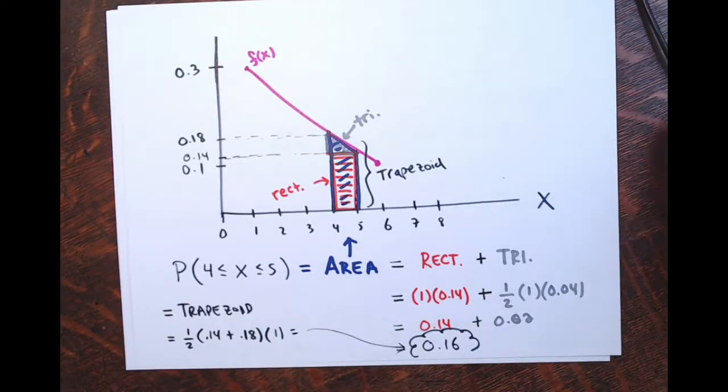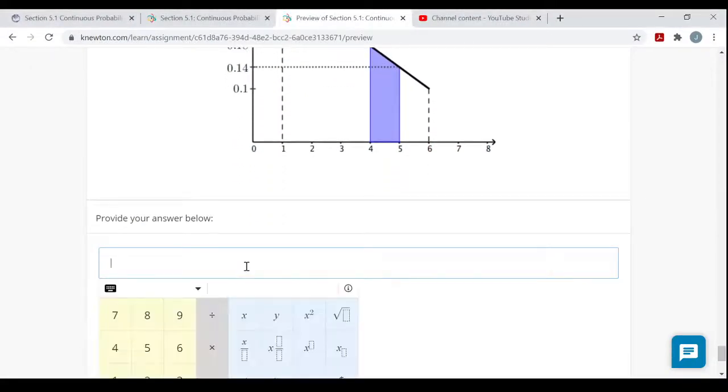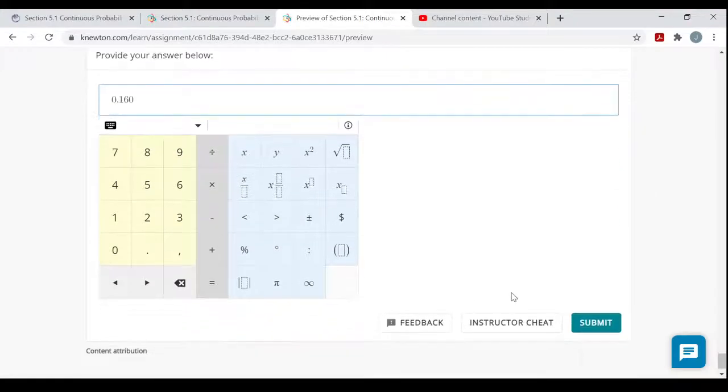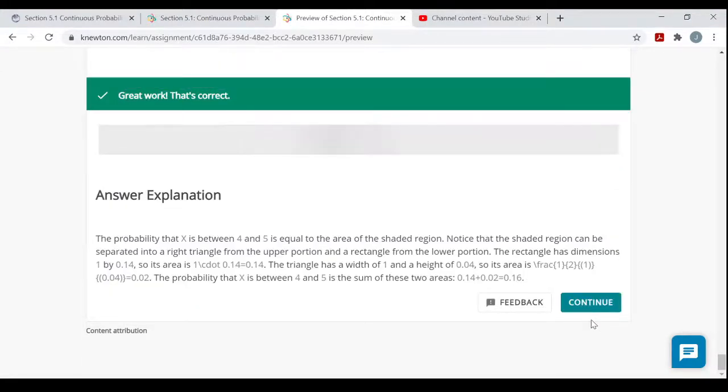But either way, the area under the curve, the probability they're asking for, is 0.16. Now they did say go to 3 decimal places, so I'm going to throw a 0 on there. 0.160. Great work, right? Hooray.